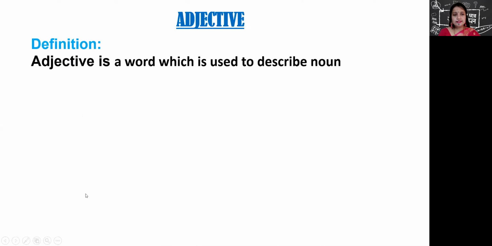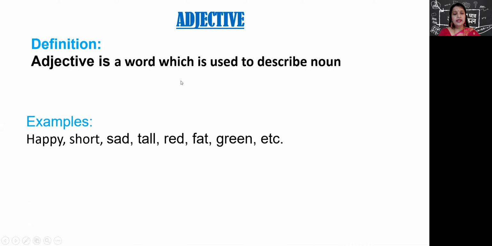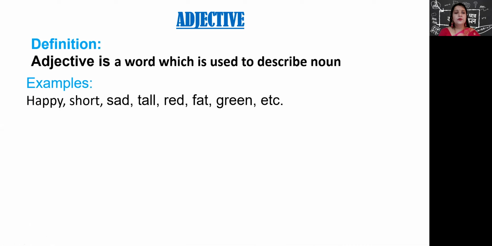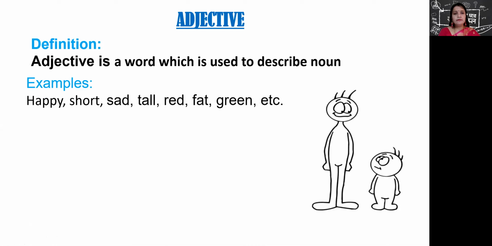And next one is adjective. An adjective is a word which is used to describe a noun. Here are some examples of adjective: happy, short, sad, tall, red, fat, green, etc. All are examples of adjectives. Here is a sentence, my dear students: He is very tall. Here, tall is an adjective. Understand, my dear students?